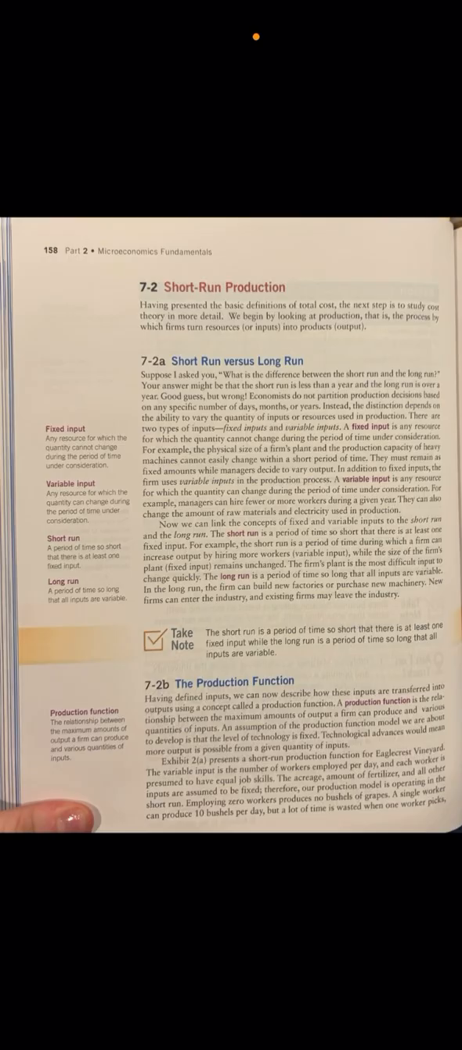Exhibit 2a represents a short-run production function for the Eagle Crest vineyard. The variable input is the number of workers employed per day, and each worker is presumed to have equal job skills.